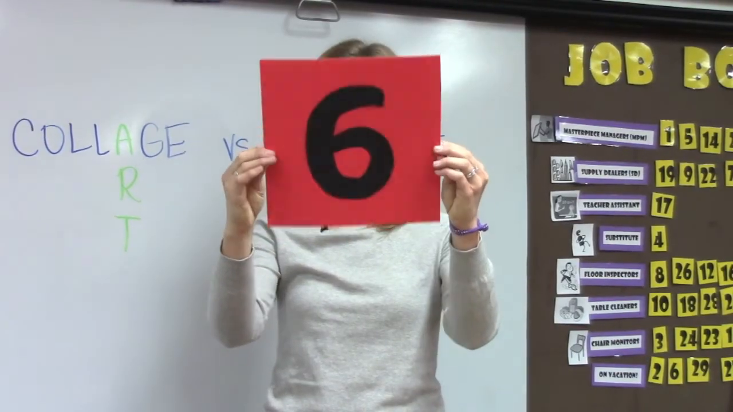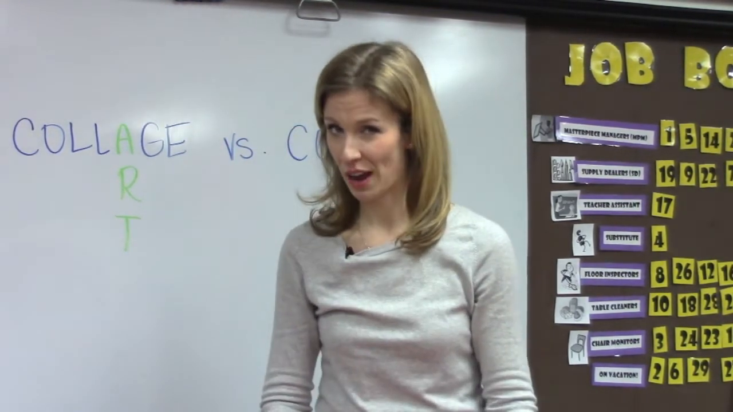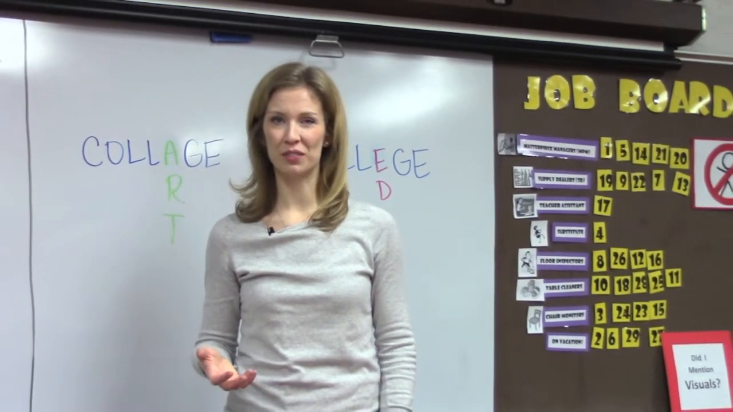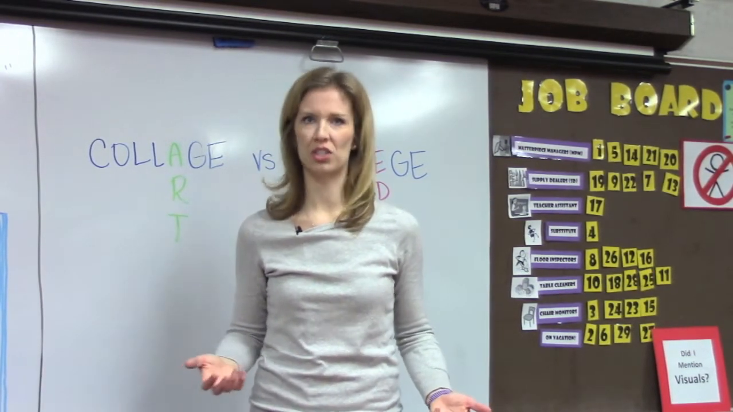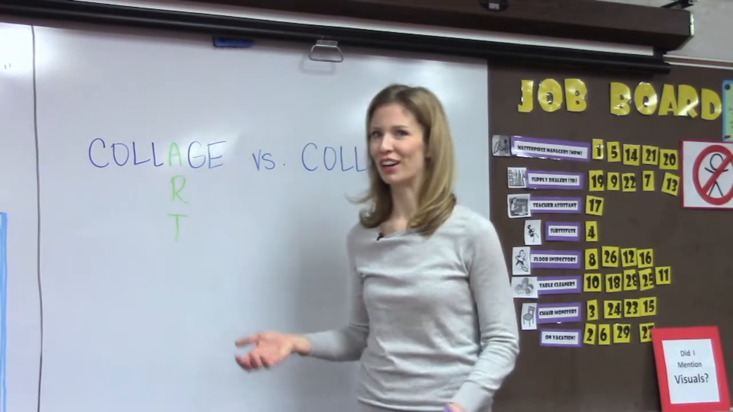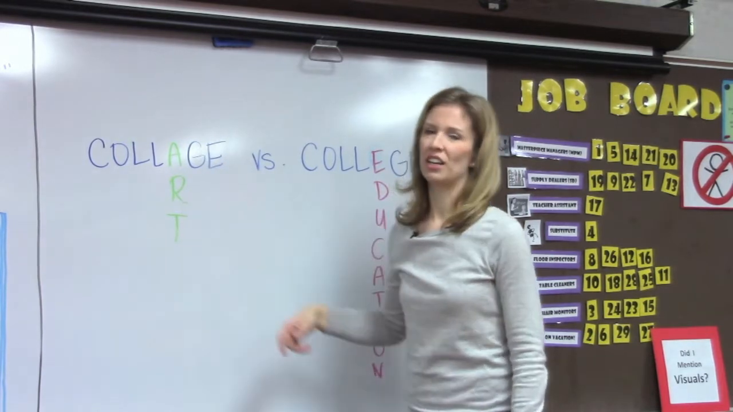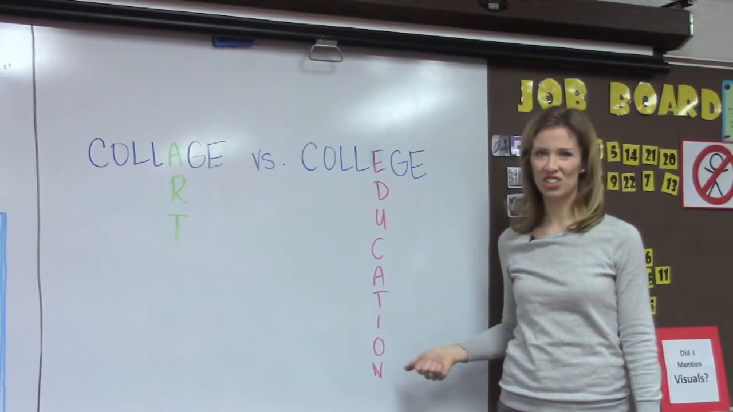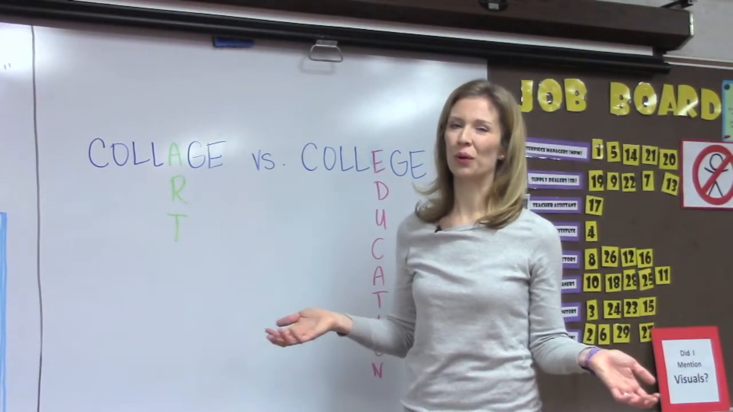Tip number 6, teach common misspellings. Okay, so I have a confession to make. When I was growing up, I had the most difficult time remembering the difference in spelling between collage and college. And we all know that collage is a type of art. And somewhere along the way, some teacher was generous to me and taught me this little trick, that collage is a type of art, so the A means art. And then college is a type of education, so the E means education. And from then on, I've not forgotten how to spell college or collage.